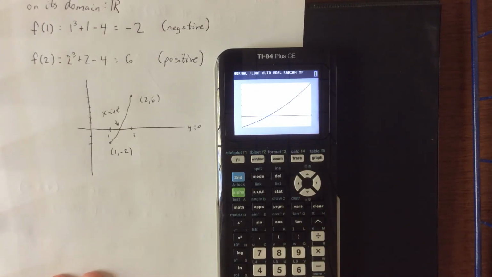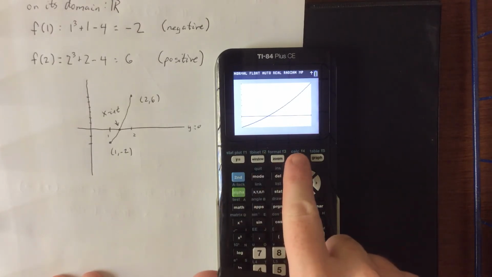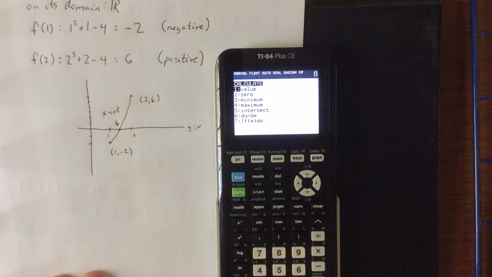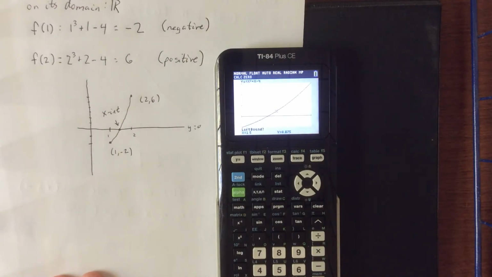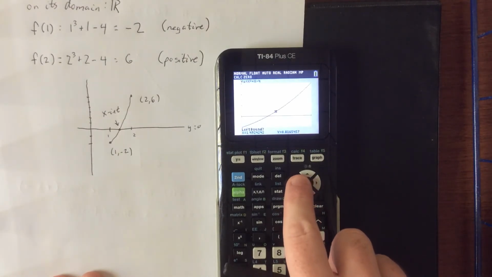Now, the tool that you're going to want to make use of is found in the Calculate menu. That's second, followed by Trace. You're looking for a 0, or a root. That would be option 2. The calculator is going to then request 3 things from you. The first one is known as a left bound.